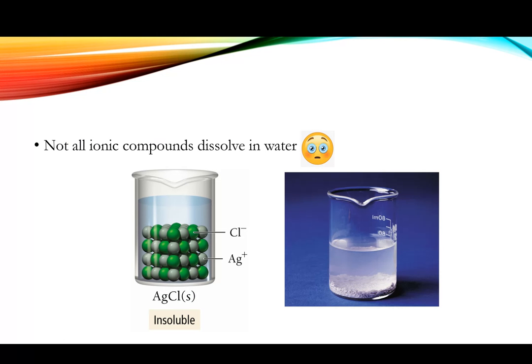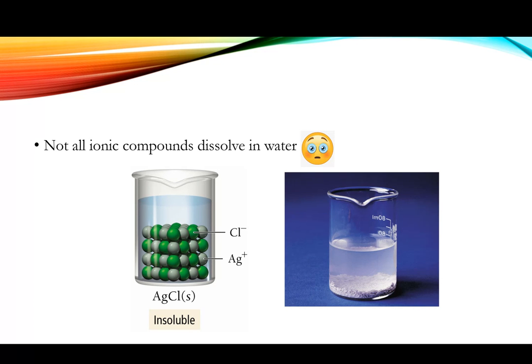Not all ionic compounds dissolve in water. Some are what is called insoluble. Silver chloride is an example of an insoluble compound. The reason for this is just those attractions. The attractions between the silver ions and the chloride ions are stronger than the attraction of either ion for water.